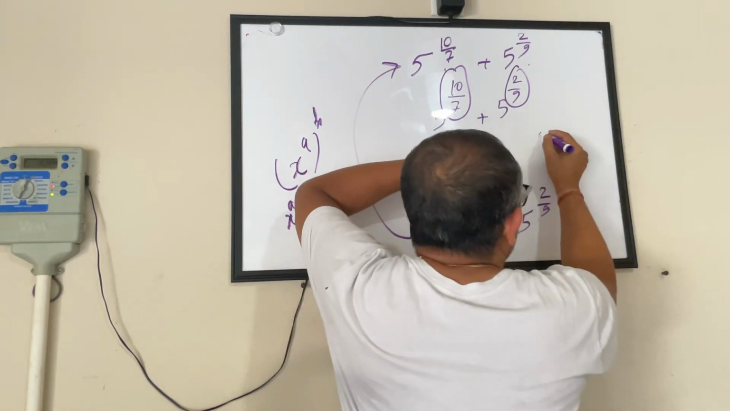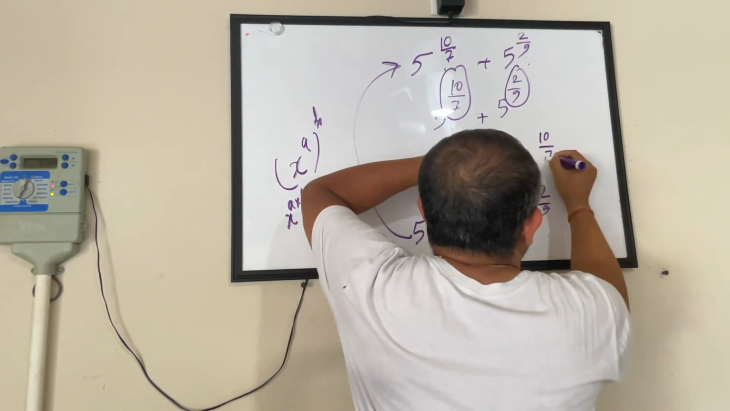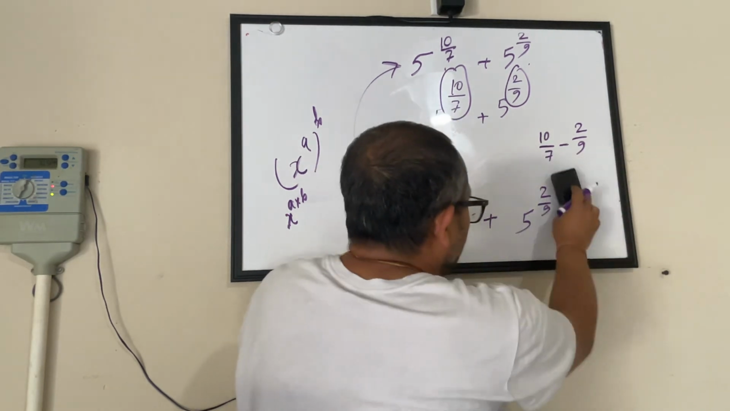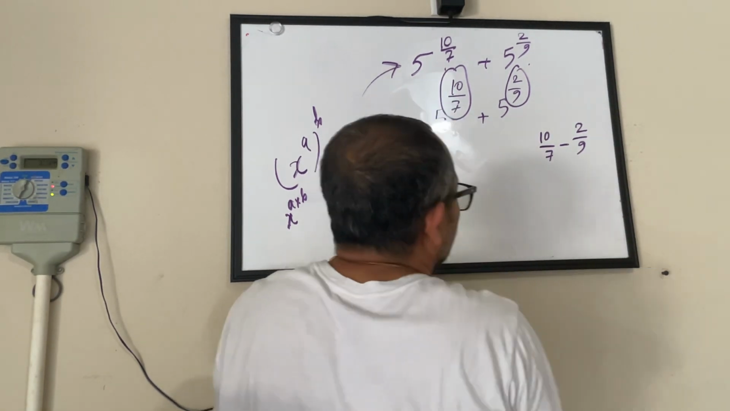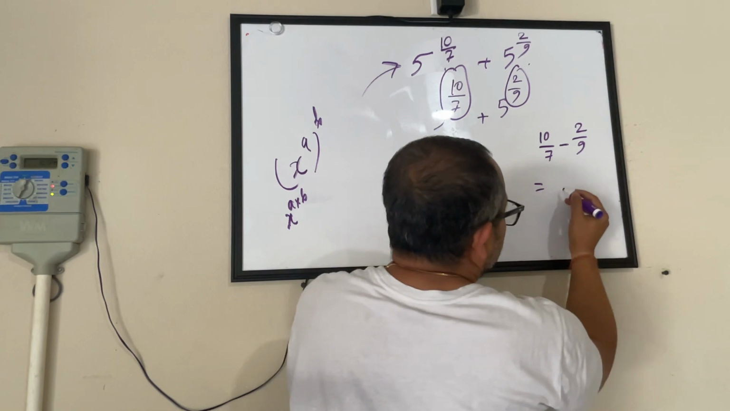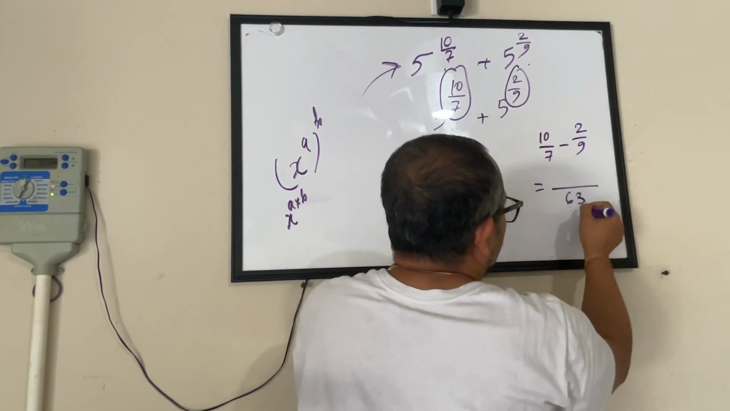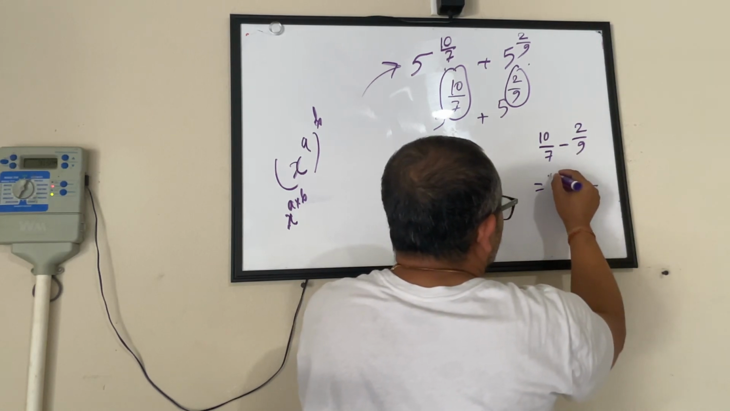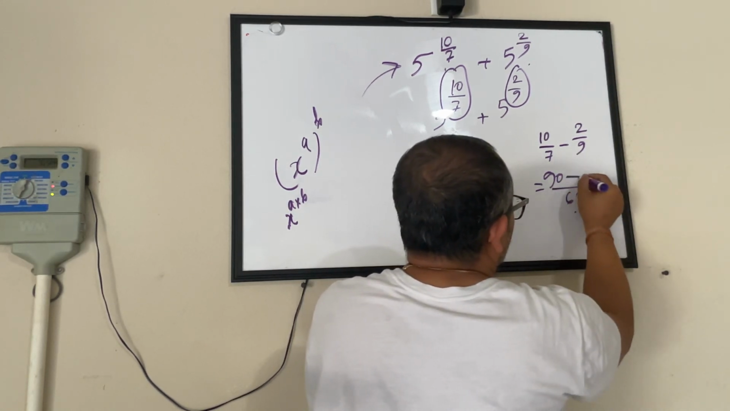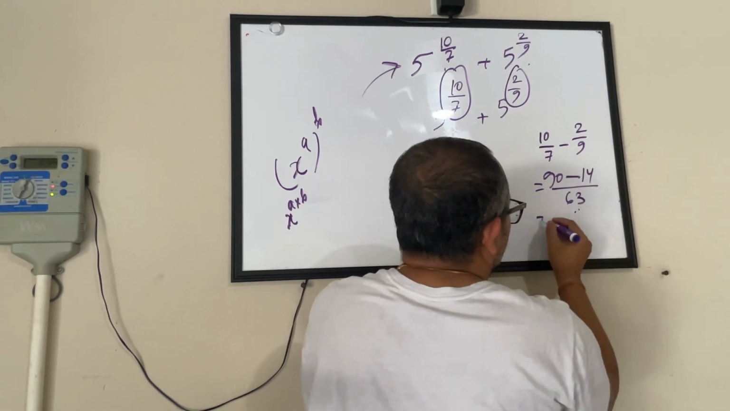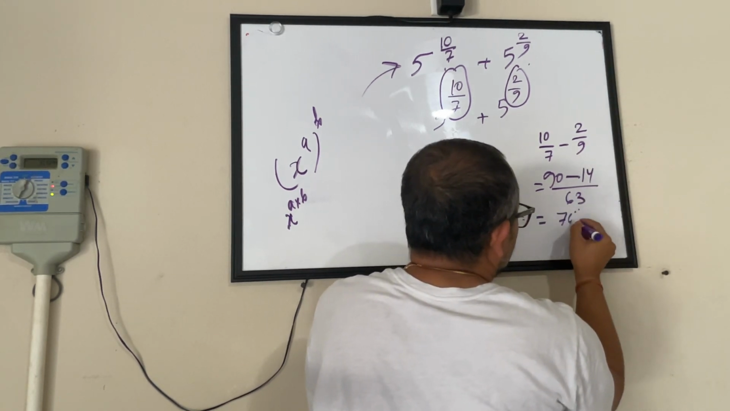So what will you do? 10 by 7 minus 2 by 9. This is what we will do. Let's find out how much that is. 63. 7 times 9 is 63, 9 times 10 is 90, minus 7 times 2 is 14. So it becomes 76 by 63.